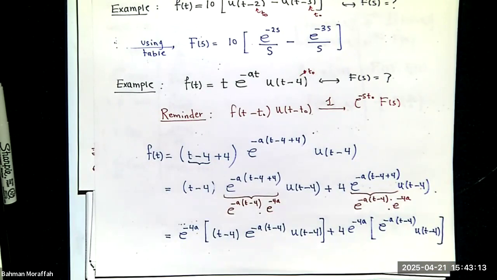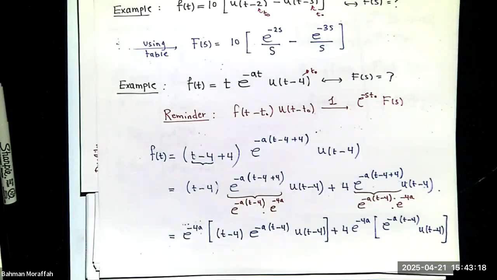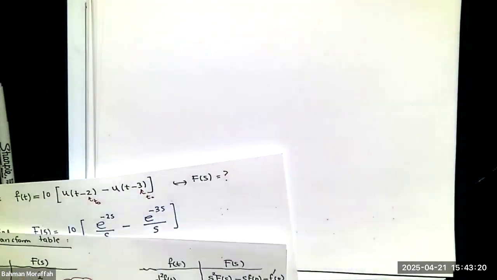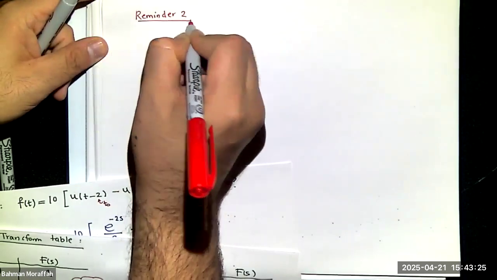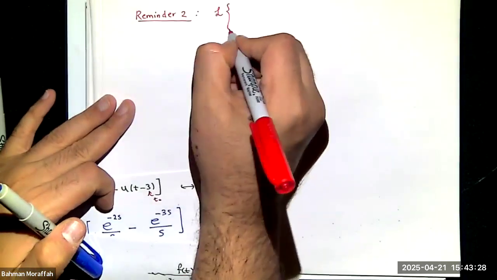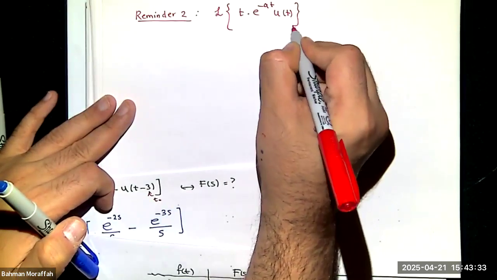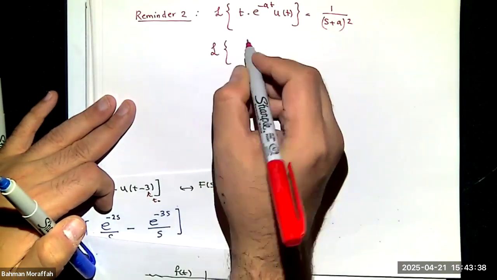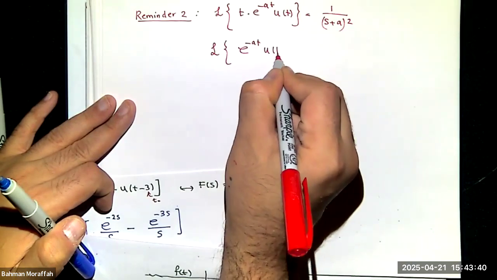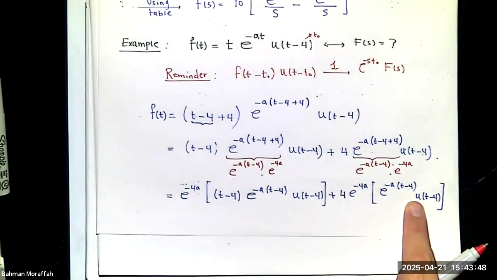Right? Now I can apply this reminder. If I have reminder 2, the Laplace transform of t times e to the power of minus at u(t) is 1 over s plus a squared. The Laplace transform of e to the power of minus at u(t) is 1 over s plus a, which is exactly these two terms.